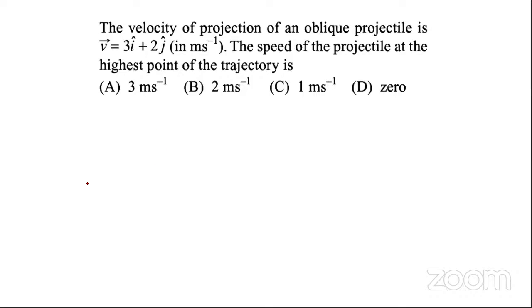See, when a projectile reaches its highest point, it is somewhere over here. Over here, only the horizontal component of its velocity exists. The vertical component becomes zero. So in the beginning, it had 3 i cap plus 2 j cap. That means its horizontal component was 3 and its vertical was 2. So over here, only 3 will remain. So that gives us option A.